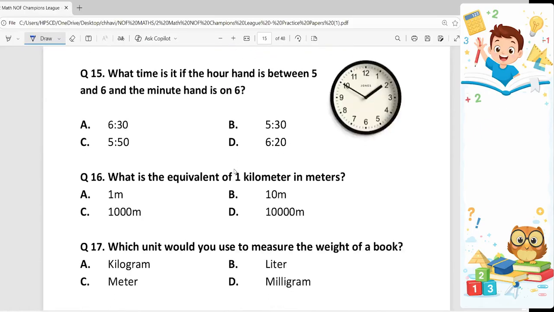15. What time is it if the hour hand is between 5 and 6 and the minute hand is on 6? Okay, let's see. Hour hand is between 5 and 6 and minute hand is on 6. So minute hand on 6 means it has to be 30, because the entire hour is 60 minutes. So half will be 30 minutes. And it is between 5 and 6. So it has to be 5:30 only. So the correct answer is B.